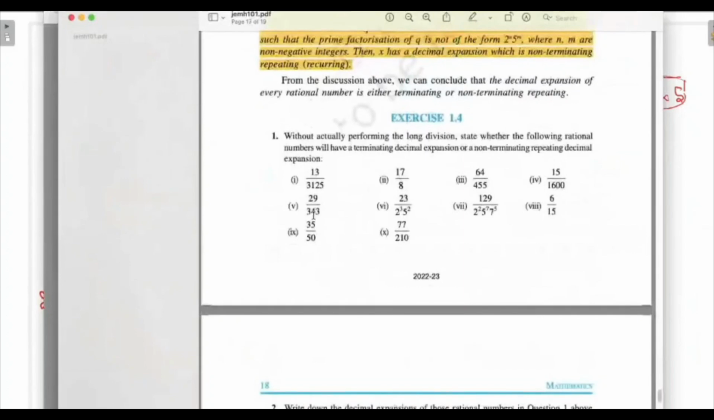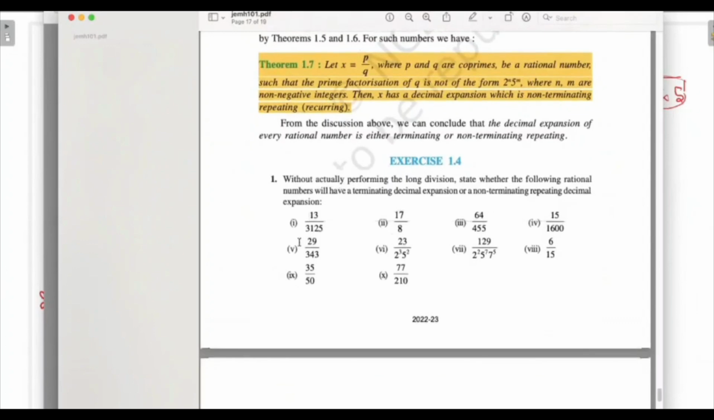For example, here, what I have got is 13 upon 3125. What I can see directly is that the denominator is a power of 5, right? So since this 3125 is a power of 5, this decimal is going to be a terminating decimal. Either it has to be 2 or 5, but not anything else, right? 2 or 5.